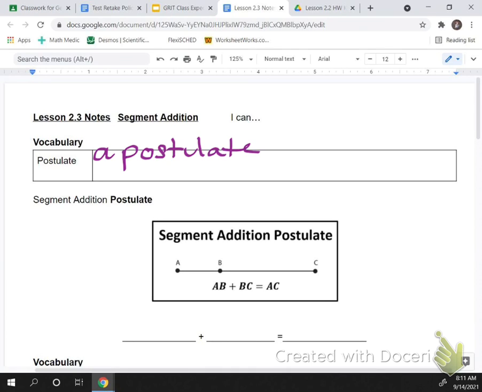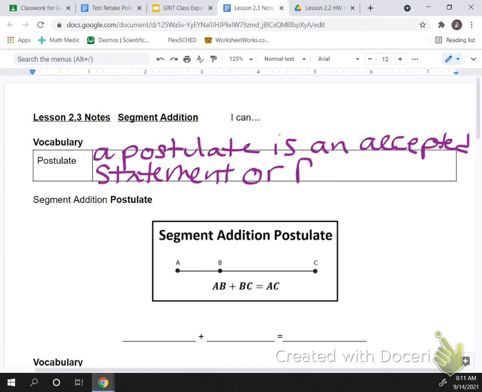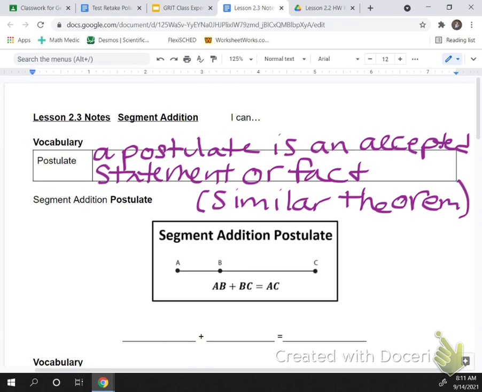A postulate is an accepted statement or fact. It's very similar to a theorem. In geometry, we're going to have postulates and we're going to have theorems and we're going to have these basic geometry rules that we follow.